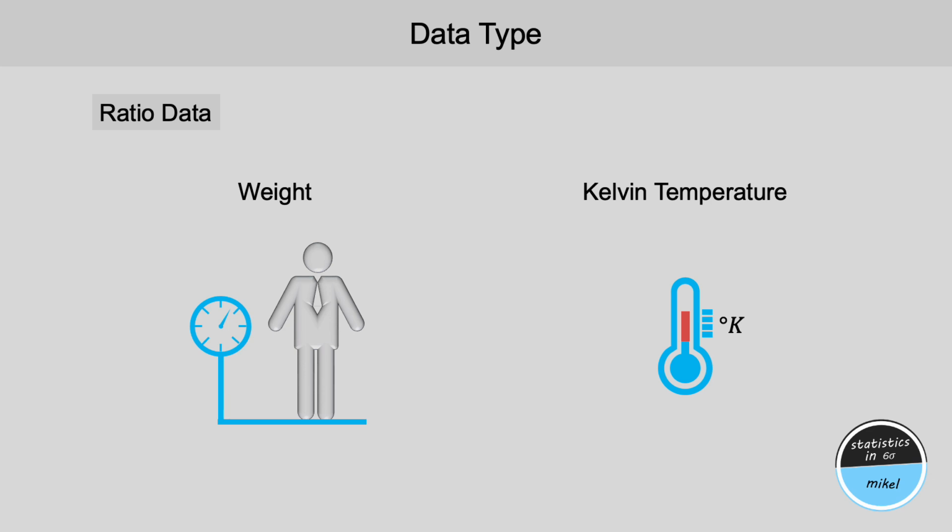And there are some other examples of ratio data. For example, weight and temperature in Kelvin.